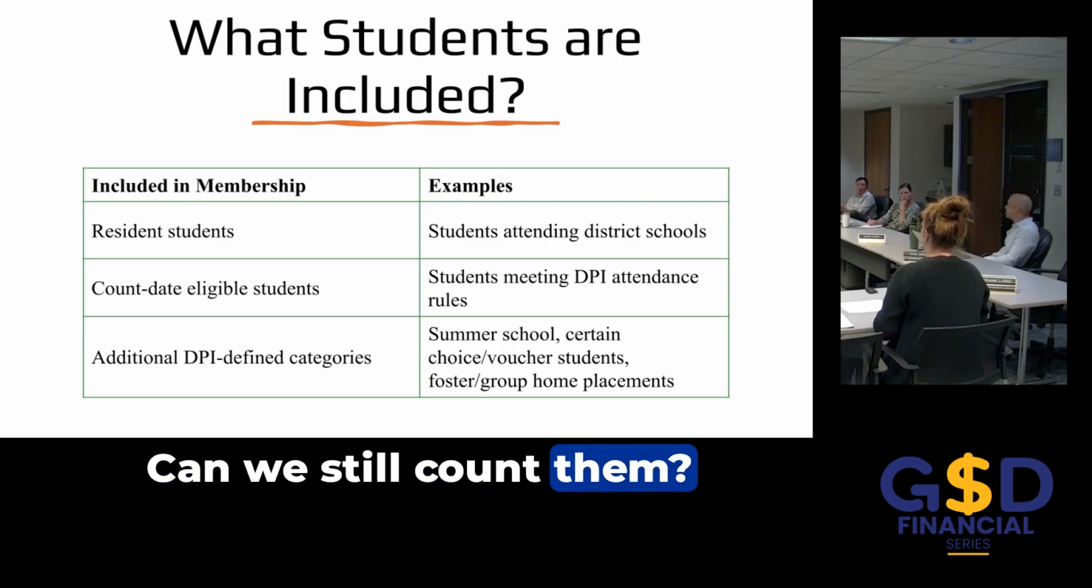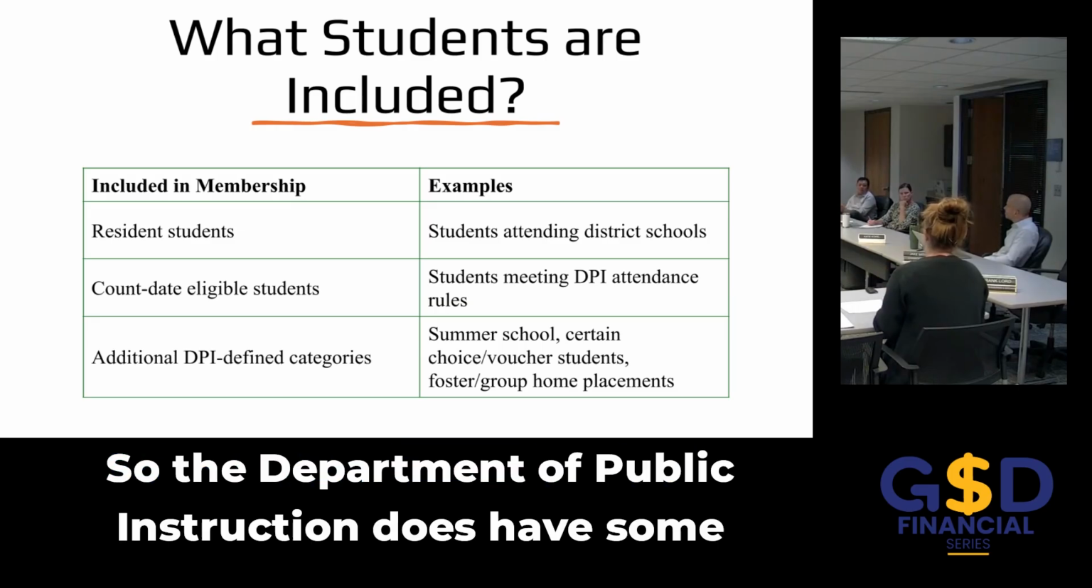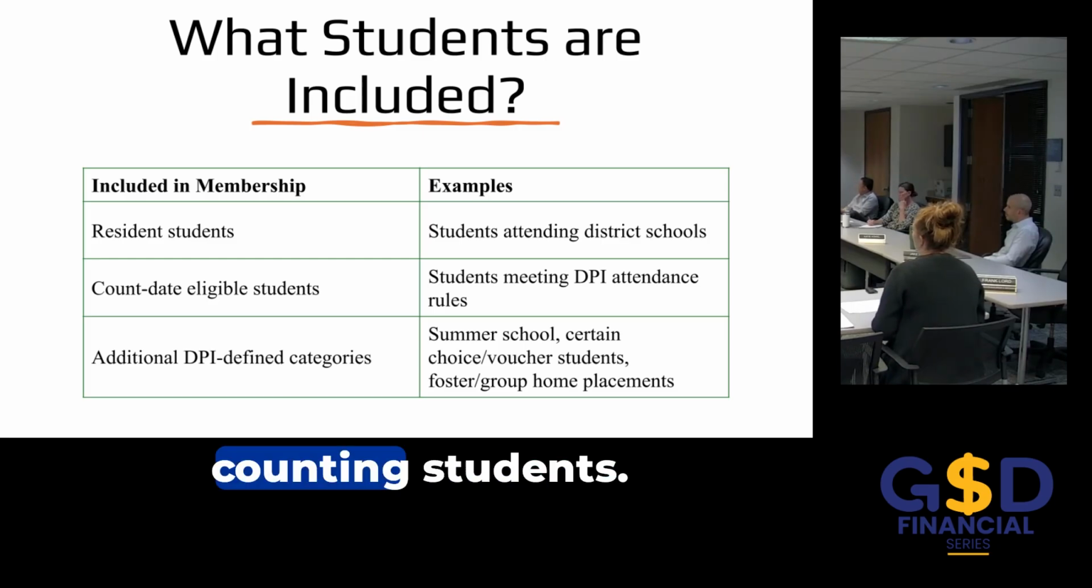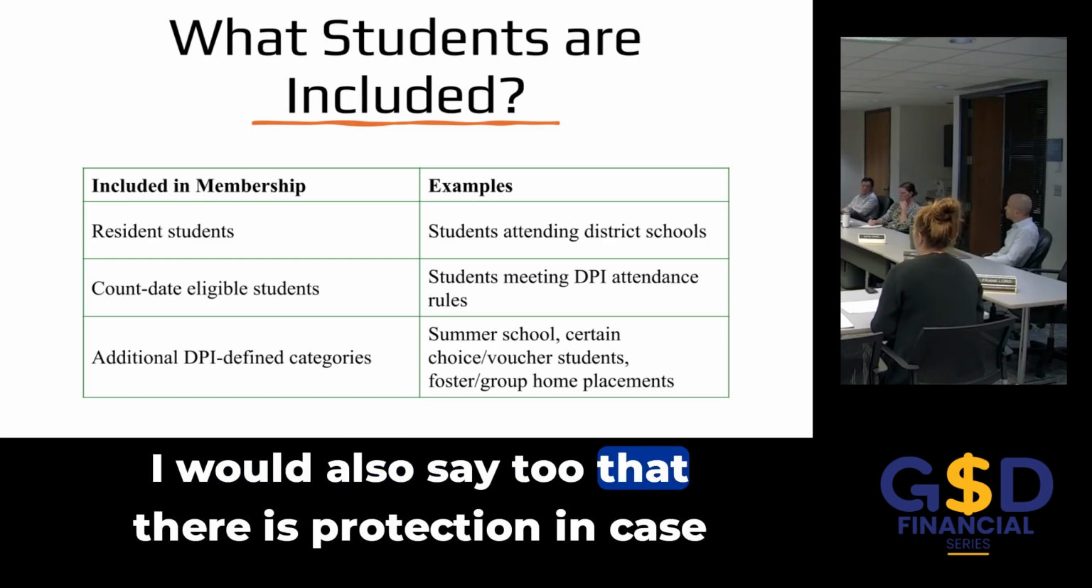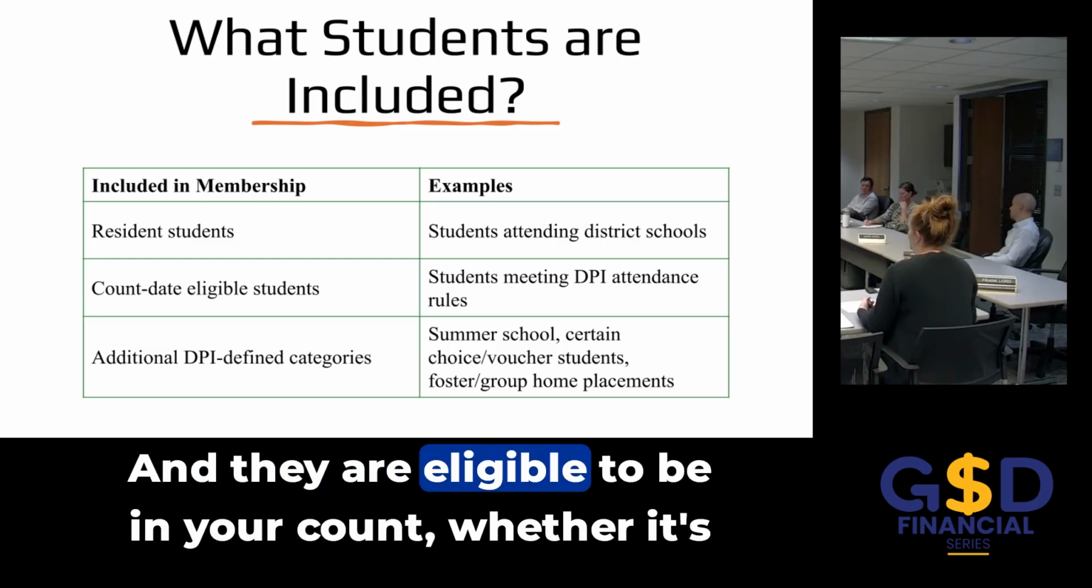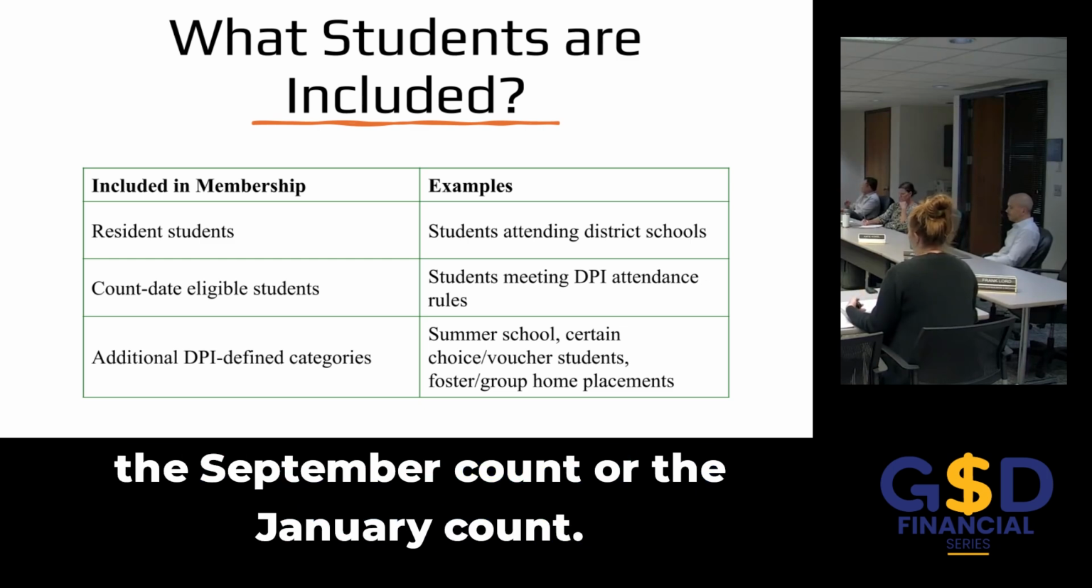Can we still count them? In most cases, yes. So the Department of Public Instruction does have some rules built into there so we don't miss out on counting students. I would also say too that there is protection in case you do miss counting a student, and they are eligible to be in your count, whether it's the September count or the January count.